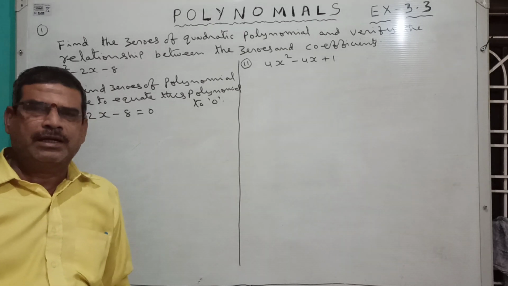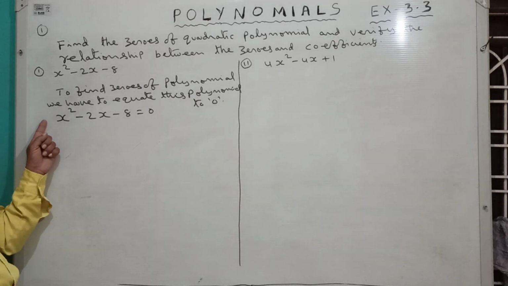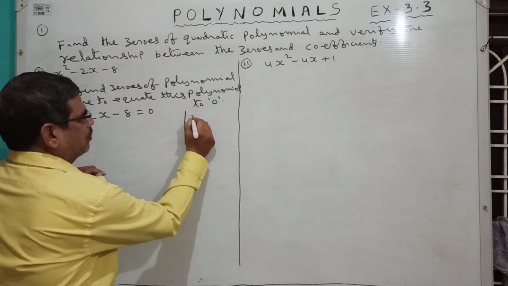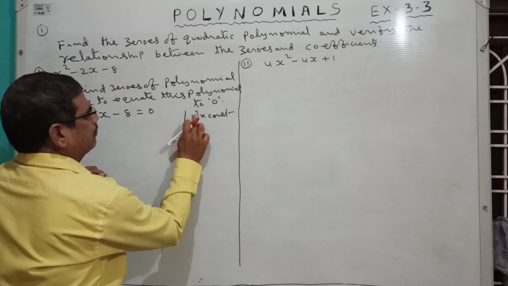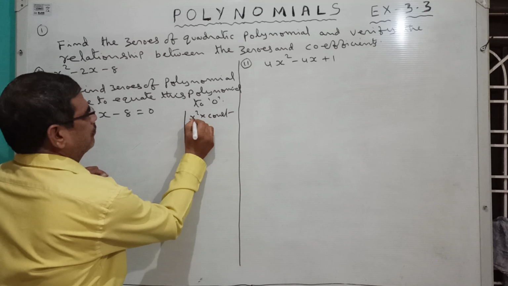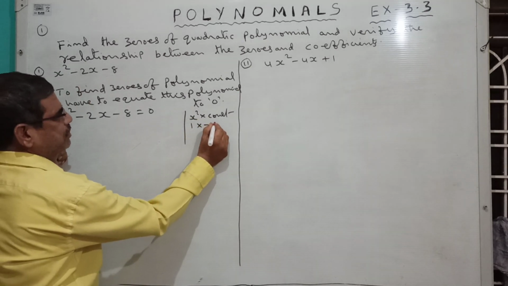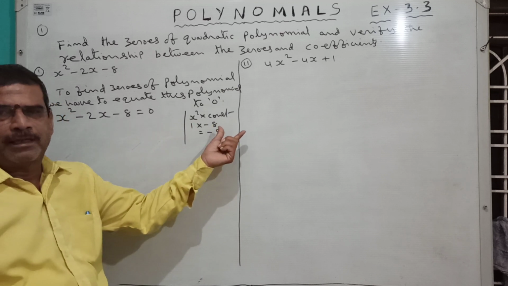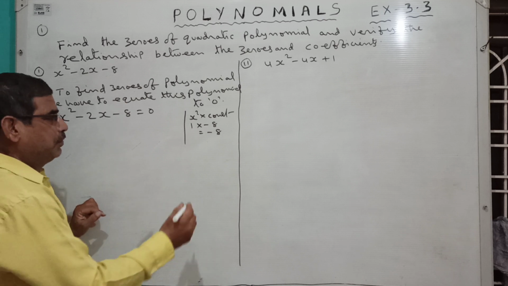Factors. I already told in the basic class. We have to multiply the x square coefficient into the constant. This is the first step. Here the x square coefficient is 1, the constant is minus 8. So the answer is minus 8.